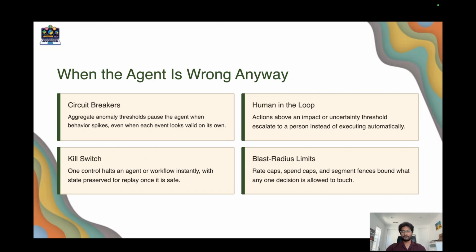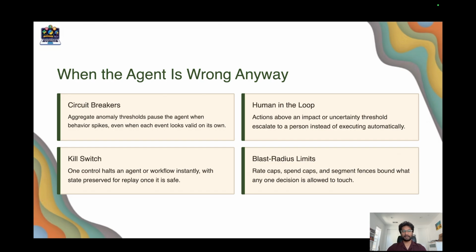Human in the loop. Above a certain impact or a certain uncertainty, that action does not execute. It escalates to a person. You decide where that line sits, but you draw it deliberately. A kill switch. One control that halts an agent or a whole workflow instantly and preserves state, so you can replay cleanly once you have found the cause.